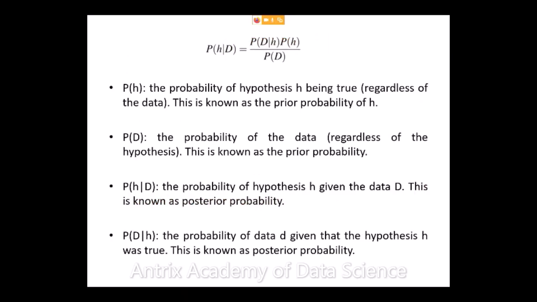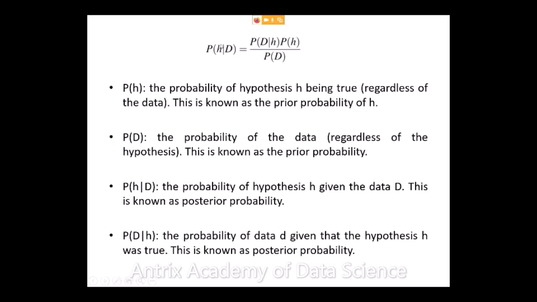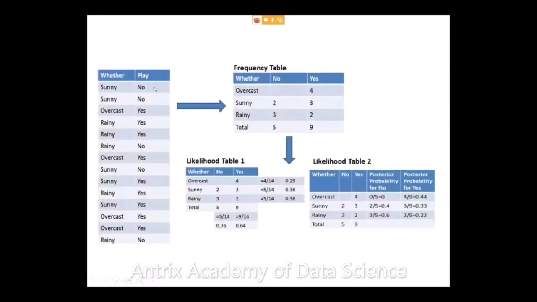The formula is like this: we are looking for the probability of H given these data points. To understand this formula, before that, let's understand the data on which we are going to apply it, and we'll see where these abbreviations are applied. First and foremost, on your left side, we have one data set, weather and play.